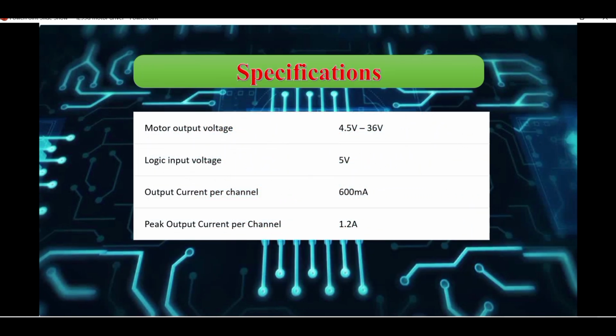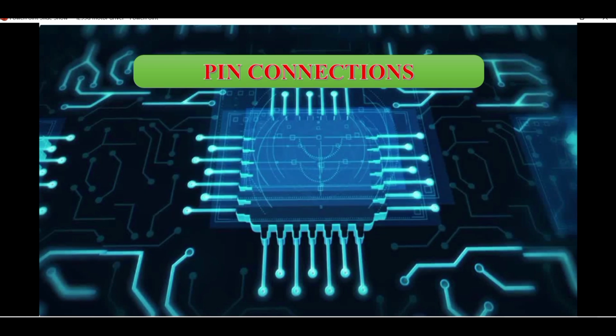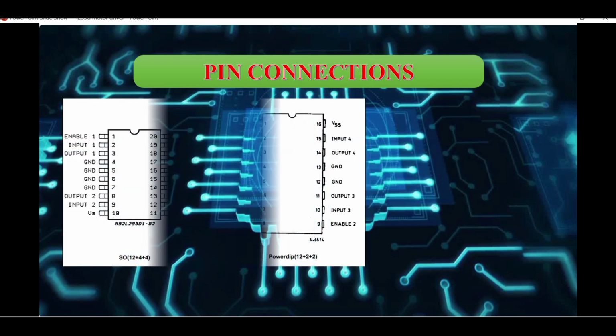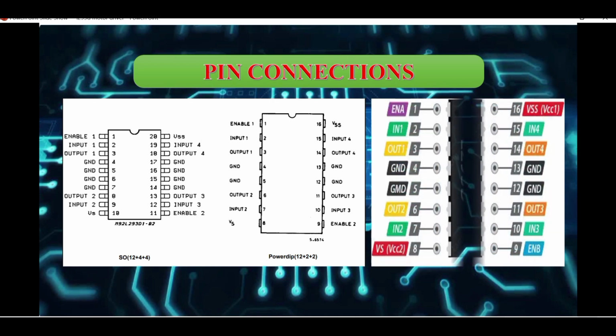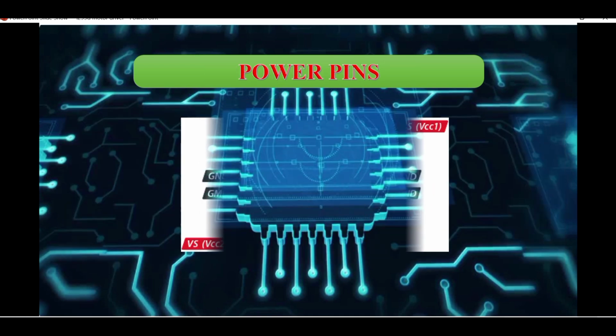Next, specifications. The motor output voltage should be 4.5 volts to 36 volts, the input voltage should be 5 volts, and the output current is 1.2 amps. Pin connection: this is how the pins are arranged in the L293D motor driver. We use the 18-pin IC in the L293D motor driver. We have enable 1, input, output, 2 grounds, output, input, 2 power pins, and next input, output, 2 grounds, output, like the pins we have.